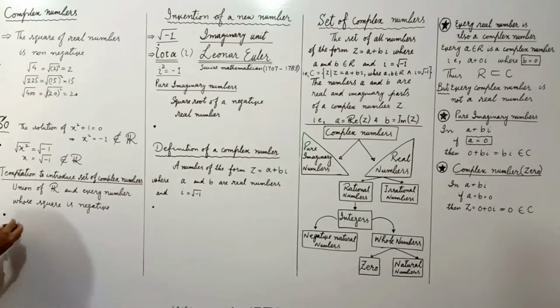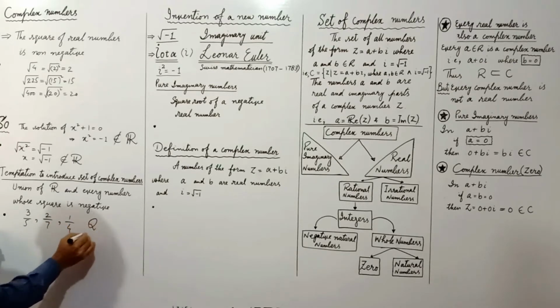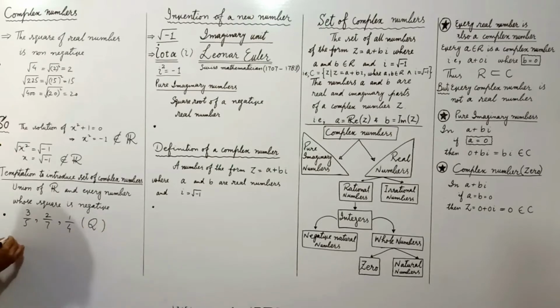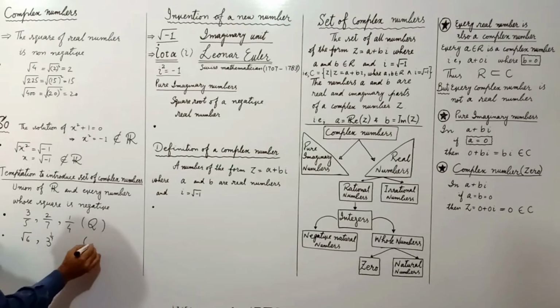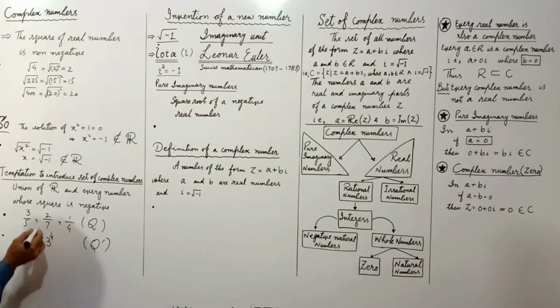So that means they include all such numbers which can be written in the form of a fraction, like 3 over 5, 2 over 7, 1 over 4, rational numbers. Secondly, they add such numbers which are written in the form of a power, like 3 raised to the power 1 over 7, etc., irrational numbers. They also include every number whose square is negative, like 3 plus 7 iota, etc.